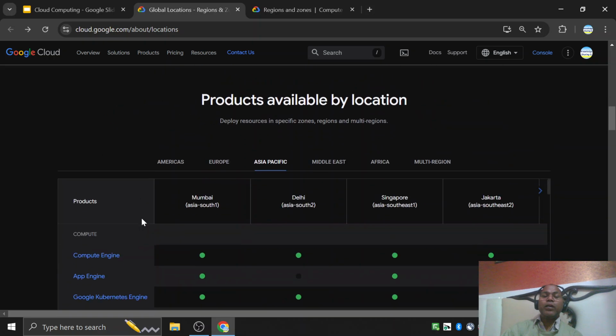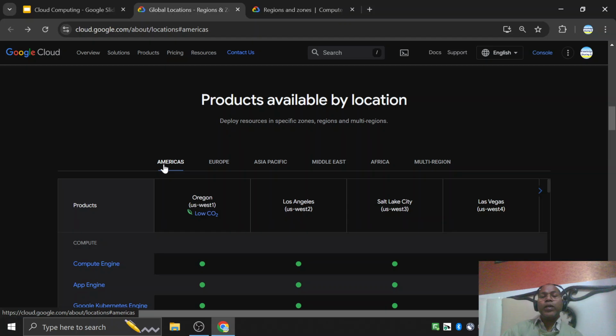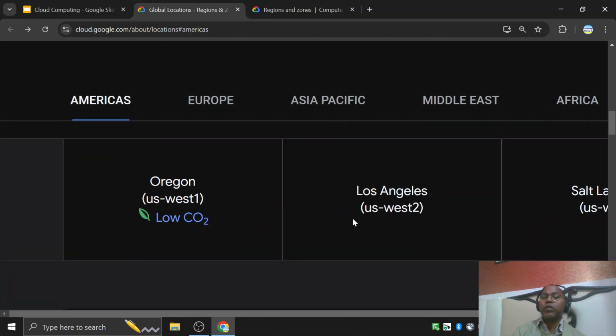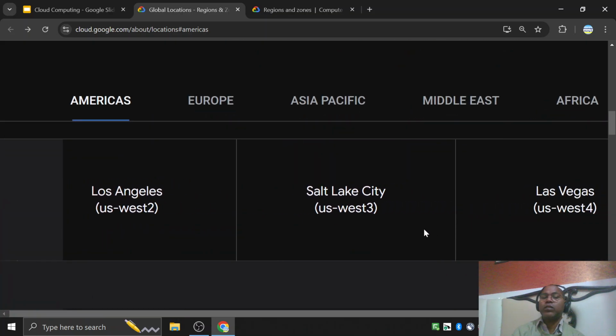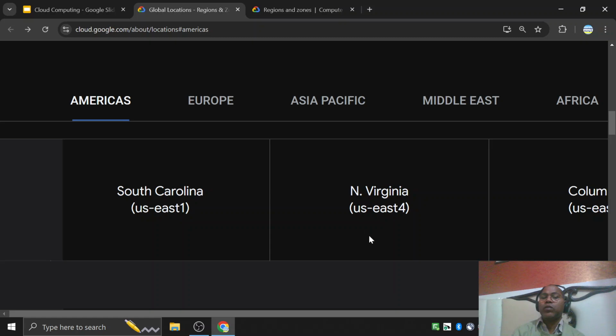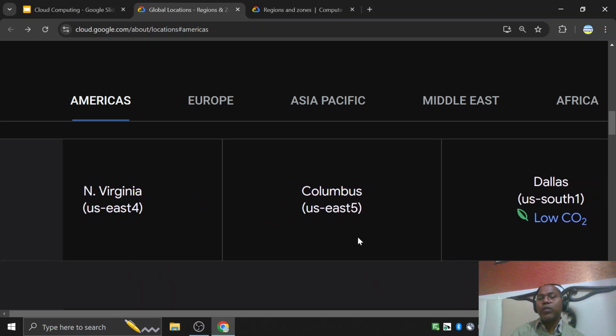Let's talk about America. America is one continent, and it has lots of regions. Notice this is the US: US East 1 region, US East 2 region, US West 3, US West 4, US East 4. Instead of giving the name of a city like Columbus, they follow a naming convention: your country code, US, plus a direction, and then a number, one, two, three, four, five.